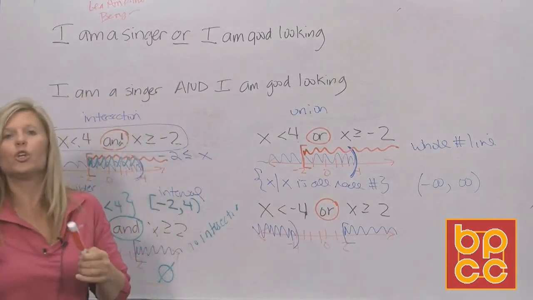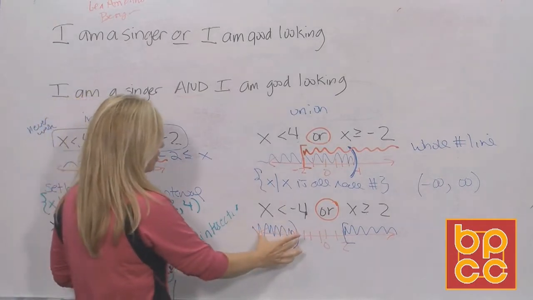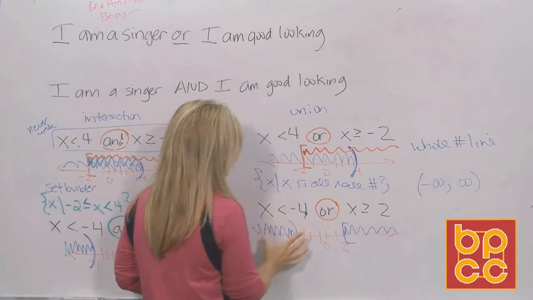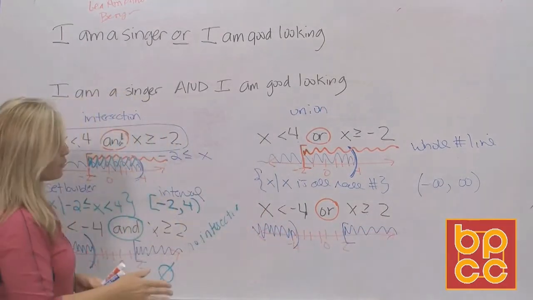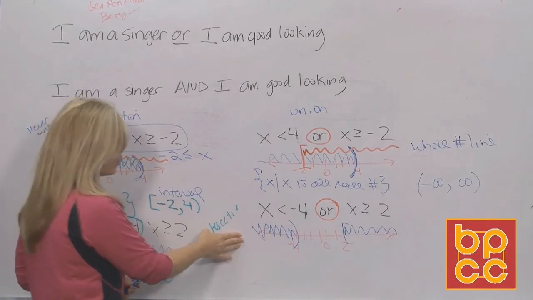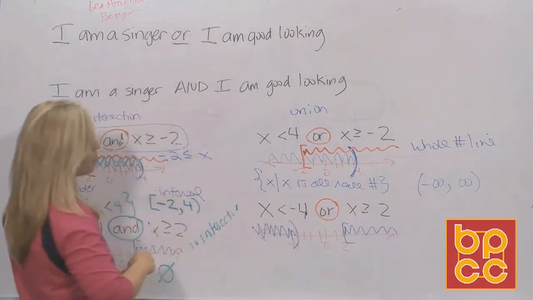Or means unite. So the answers aren't just on the left side. The answers aren't just the right side. It's both. You're going to unite it. If you look closely, did we color in the whole number line here? No, we didn't. This part is blank. So we wouldn't say all reals. We didn't color in the whole number line.